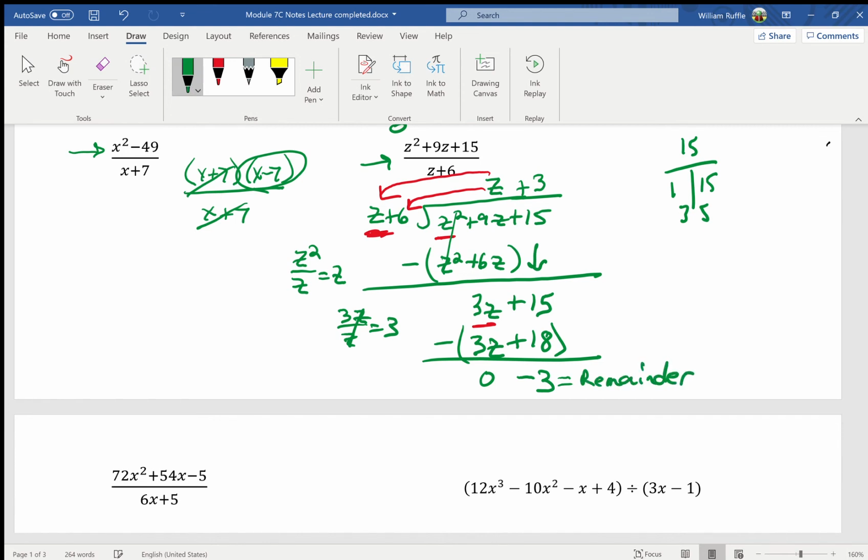How I write my remainder is I just put it up here, z plus 3, and then I write minus, and then I go 3 over what I was dividing by. I was dividing by z plus 6. So that is my answer, the first one with a remainder.